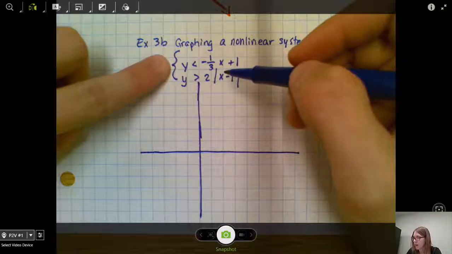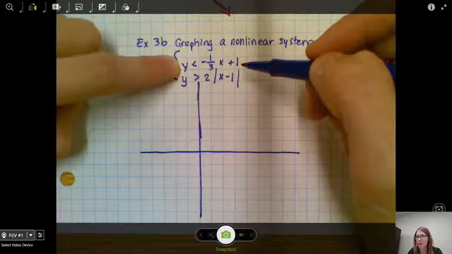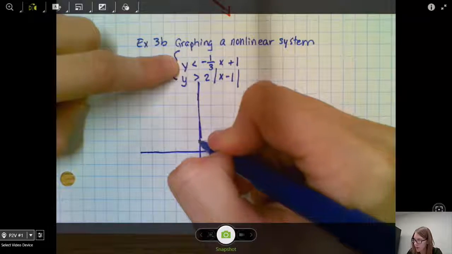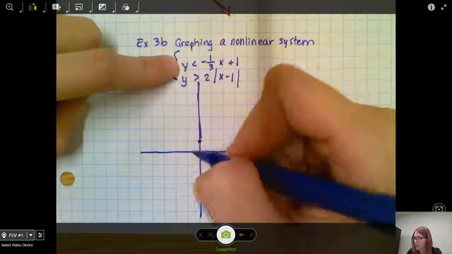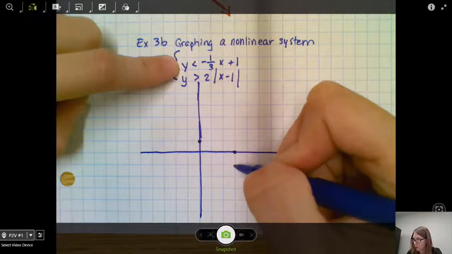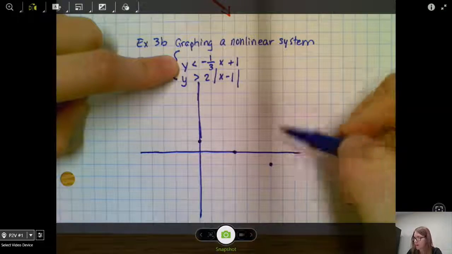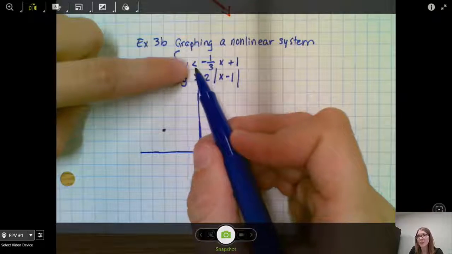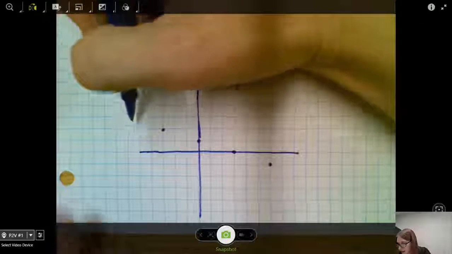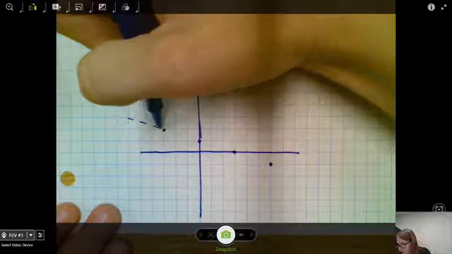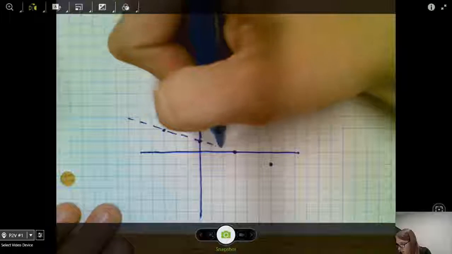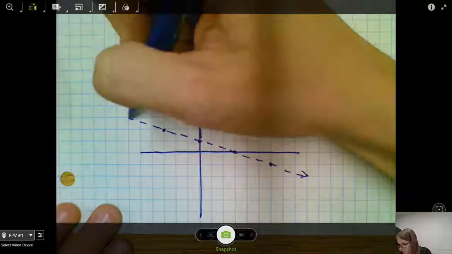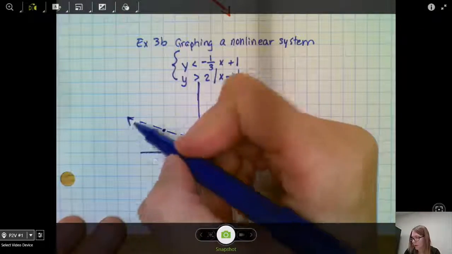And I'll start off with this top one. Y is less than negative 1/3 x plus 1. My y-intercept is 1. And my slope is negative 1/3. So I go down 1 and over 3. Down 1 over 3. And I'll go back this direction a little bit too. Since my symbol is just less than, remember we use a dotted line. And again, less than, we are going to shade below.